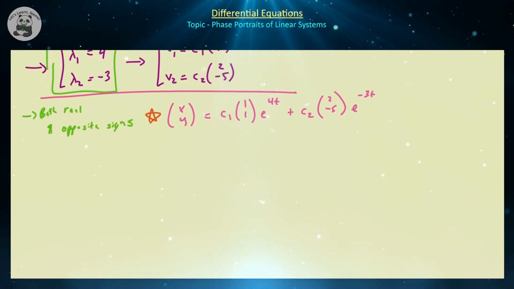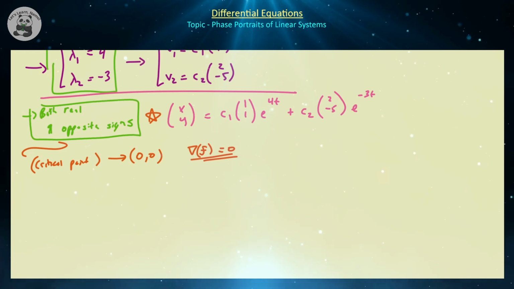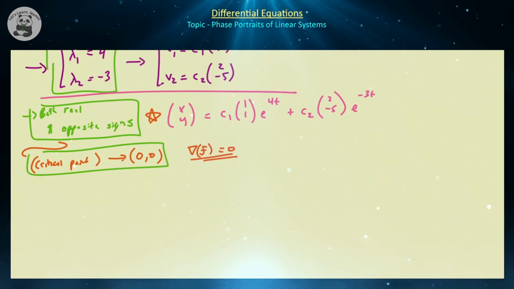It's also very important to note that the critical point of our system is going to be the point (0, 0). That's where the gradient of our vector valued function is going to be equal to 0. Or you can just set x prime and y prime both equal to 0 and find out the x, y that makes that true. So if our eigenvalues are both real and opposite signs, then we can classify this critical point as what we call a saddle point.